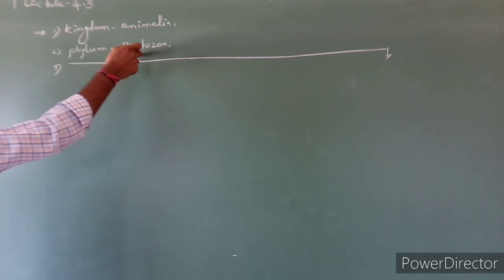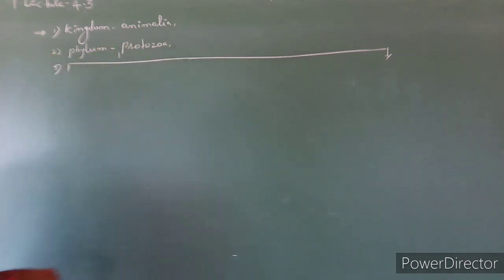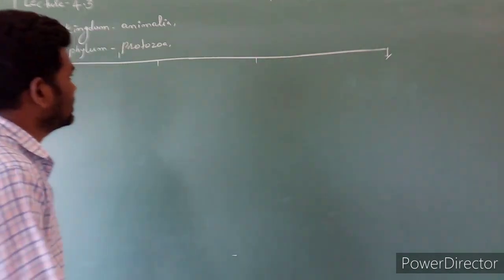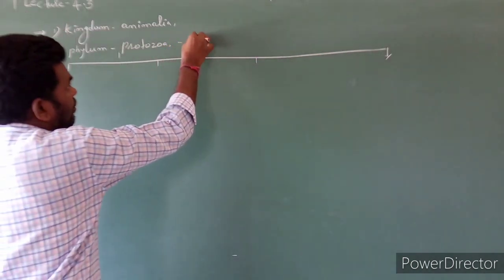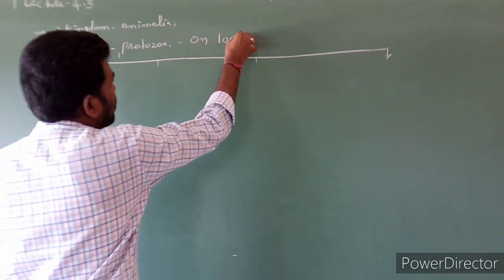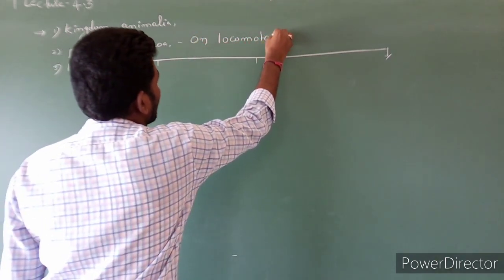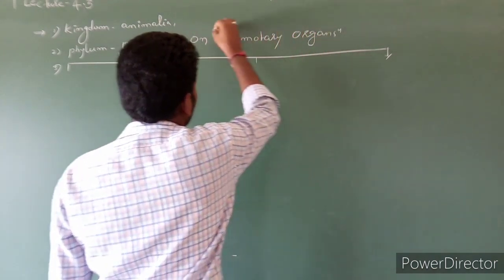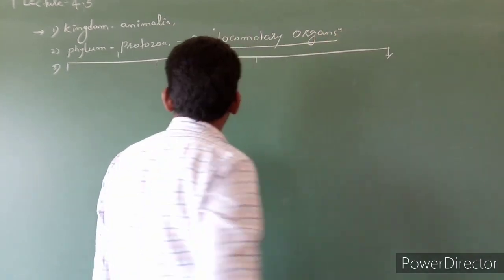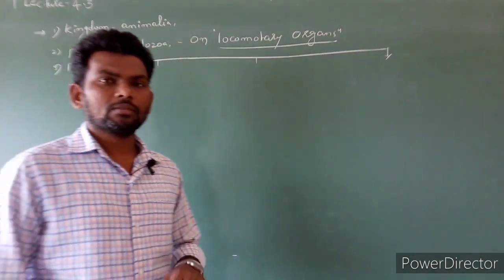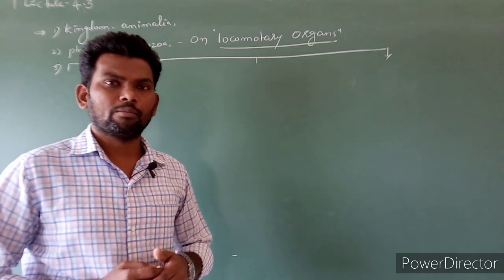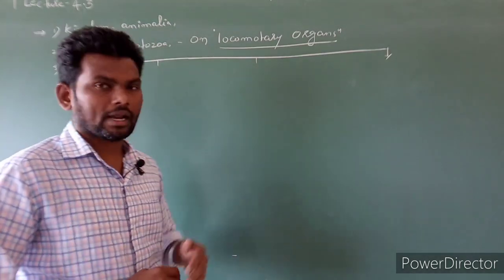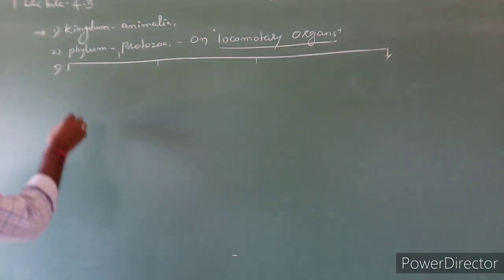Now these protozoans are further divided into classes based on locomotory organs. The Protozoa phylum is further divided into classes based on only one major character, that is the locomotory organ. Now the classes are here.